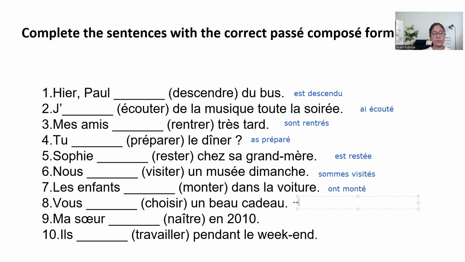Vous avez choisi. Ma sœur est née. Ils ont travaillé. Ils sont travaillés. Correct. Ils ont travaillé. Correct. Is this clear, everyone?